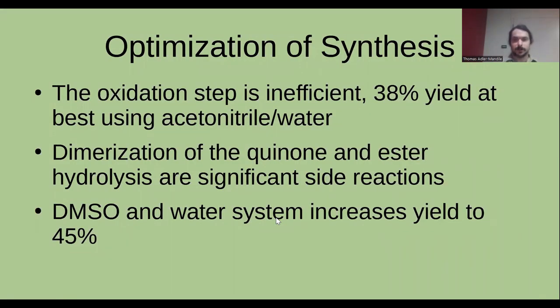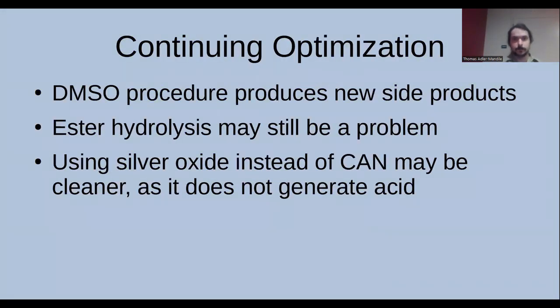But the DMSO procedure worked a little bit better. And we're focusing on improving this even more, right? Because even with the DMSO procedure, you get new side products that you didn't get with the other procedure that can be difficult to separate. And ester hydrolysis might still be a problem because the ceric ammonium nitrate oxidation produces acid, which can hydrolyze the ester. So at the end of the reaction, you end up with a pretty acidic solution.